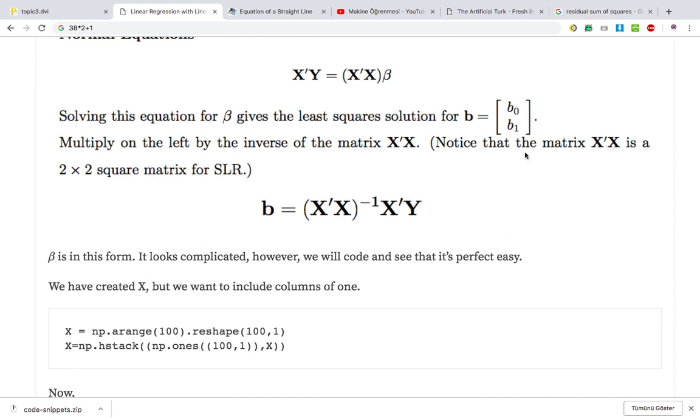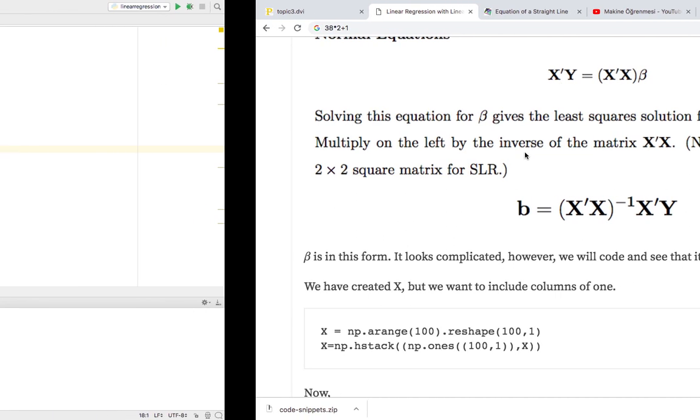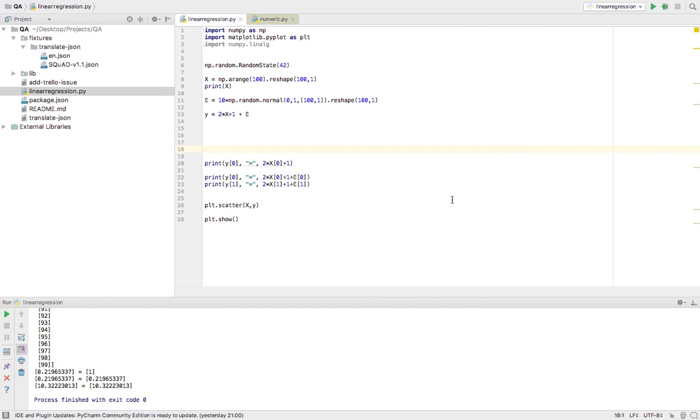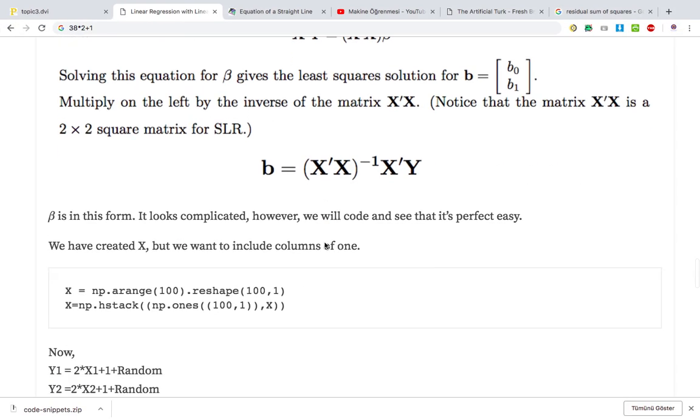So how will we compare it? When we prepare our data set, we have m and b parameters that are designed by us. So we need to have similar values, close values to these values. Because we add the randomness to it, it will not be exactly 2 and 1, but it will be near to these points.